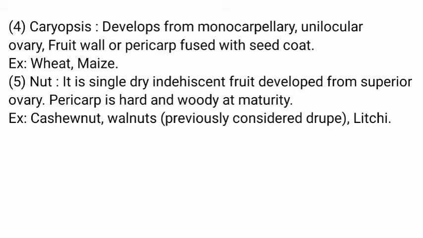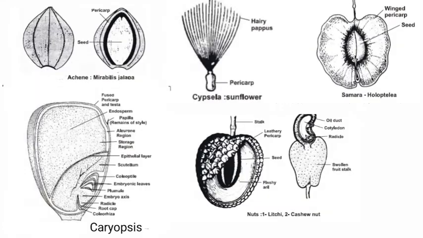Example, wheat and maize. Nut, it is a single dry indehiscent fruit developed from a superior ovary. The pericarp is hard and woody at maturity. Example, cashew nut, walnut, and lychee. Let's see the diagrammatic representation of achenes, cypsella, samara, caryopsis, and nuts.